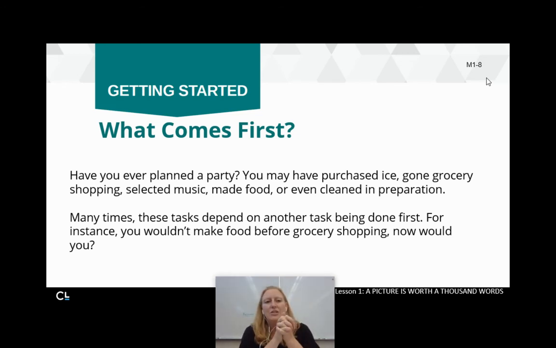When we're talking about independent and dependent quantities, you have to ask yourself, what comes first? Have you ever planned a party? You may have purchased ice, gone grocery shopping, selected music, made food, or even cleaned in preparation. Many times these tasks depend on another task being done first. For instance, you wouldn't make food before grocery shopping, now would you? There's an order to these things. It's awkward to make food if you haven't got the groceries to do it.